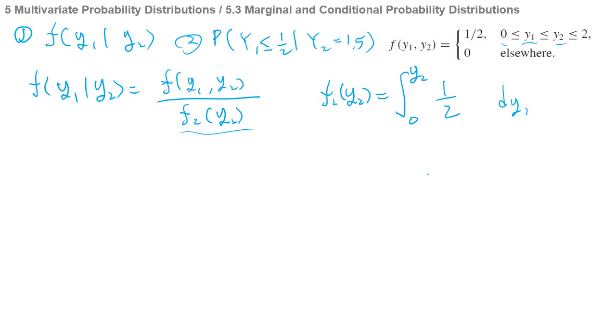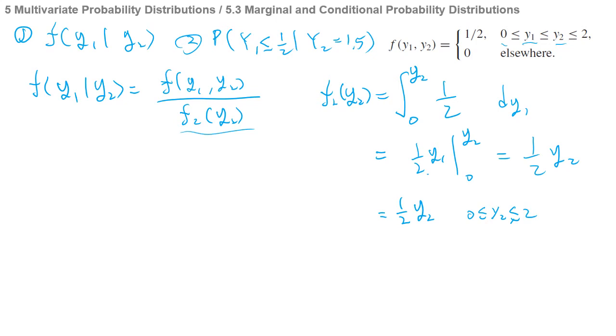Okay, this is 1 over 2 y1 from 0 to y2. This is 1 over 2 y2, for the interval where y2 is from 0 to 2.